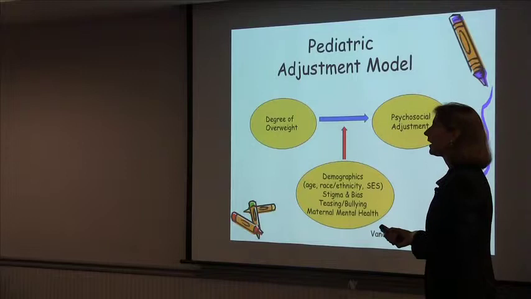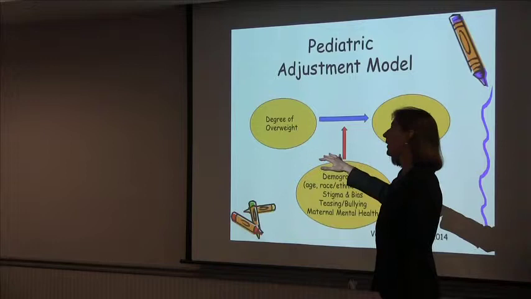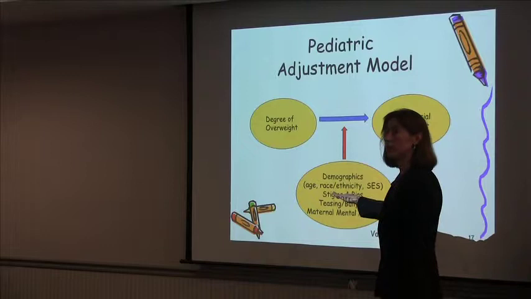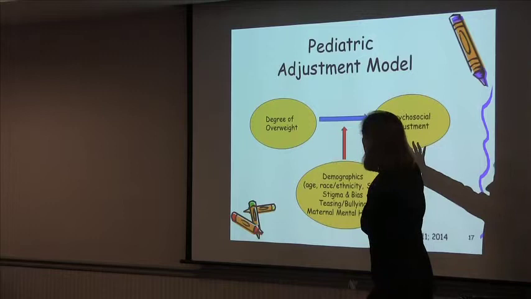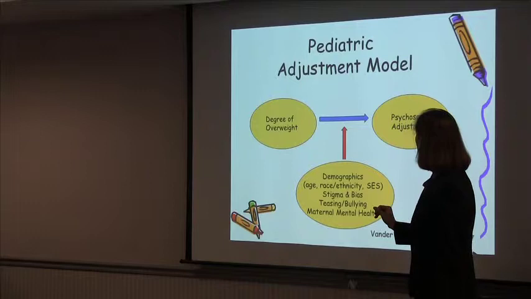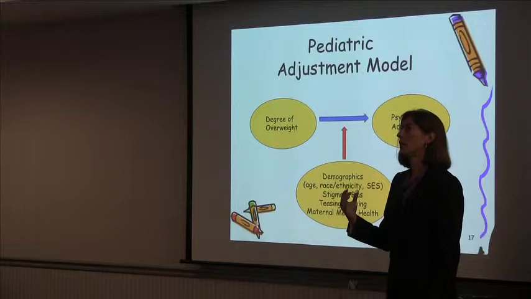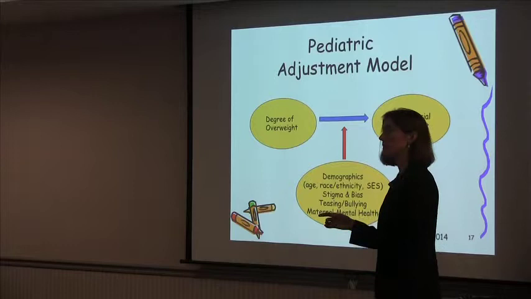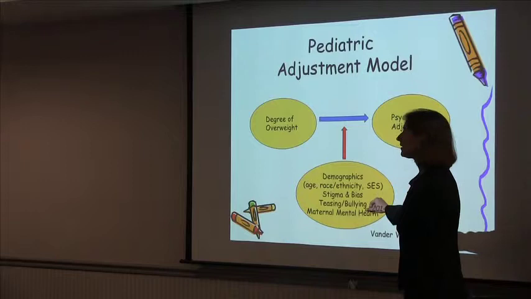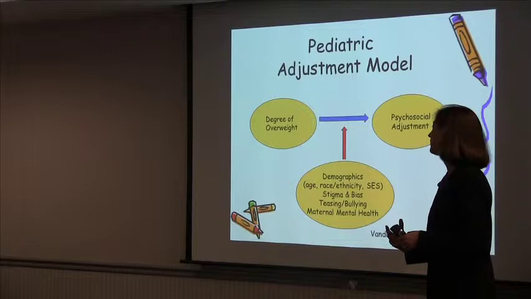This is a pediatric adjustment model that depicts the association between the degree of overweight among kids and then their psychosocial adjustment and some of the factors that might moderate or influence that relationship. So we have things such as demographics. This relationship tends to be stronger as one moves from childhood into adolescence. It also tends to be stronger among groups that favor a thinner physique and weaker among groups that favor a larger physique. So it tends to be stronger among Caucasians and Asians, and it tends to be weaker among Hispanics and African Americans. And then the relationship also tends to be stronger among persons of higher SES and weaker among persons with lower SES. But you'll notice there's a lot of things that influence this that may intersect there.